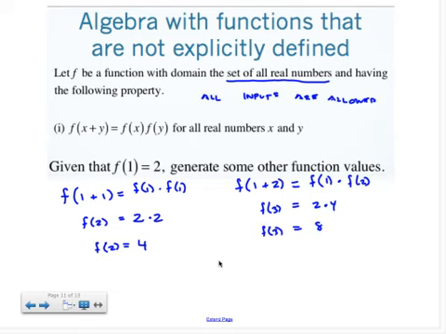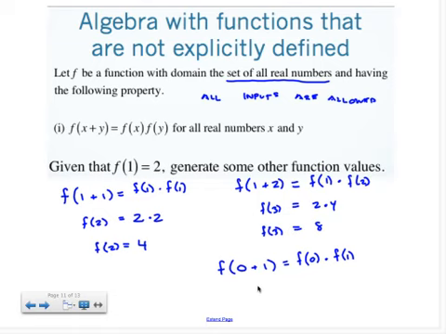And let's find one more. Let's find f of 0. Okay. So how would we do f of 0? Well, I know f of 1. So if I do f of 0 plus 1, that's the same thing as f of 0 times f of 1, based on the property that this function has.